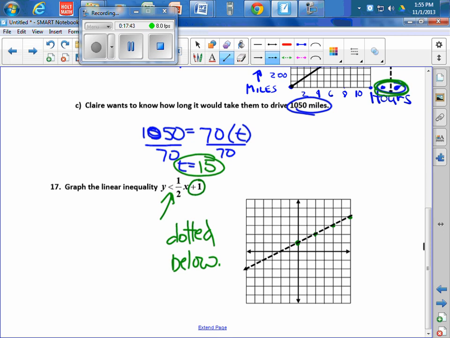And then we're going to shade what? Above or below here? Right, it's less than, we're going to do below. So anything in this shaded portion down here will satisfy that inequality.